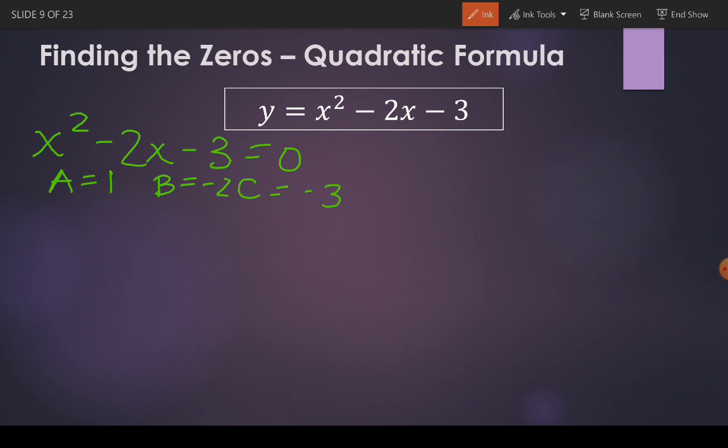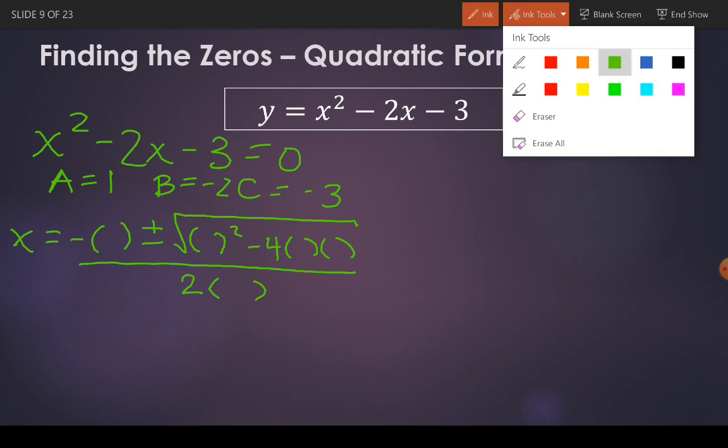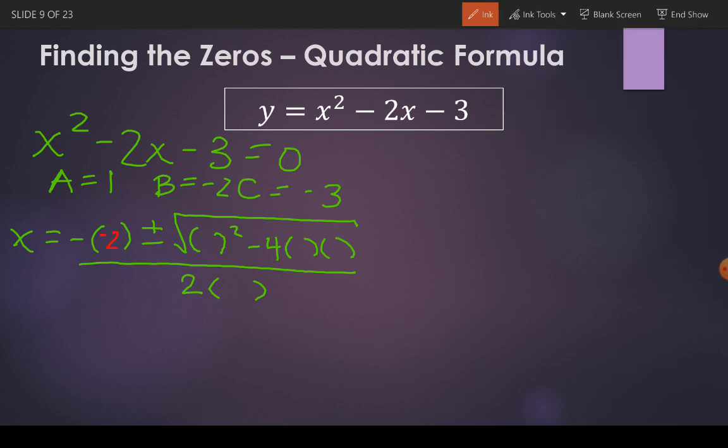Quadratic formula says x equals, I'm going to go ahead and outline it first, and then I'll fill in my numbers at the end. So negative b plus or minus the square root of b squared minus 4 times a times c all over 2a. So b is negative 2. Negative 2 goes here as well. 4 times a, which is 1, times c, which is negative 3, all over 2a, so 2 times 1.